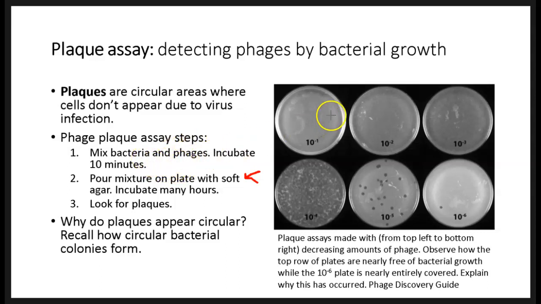So if we just put bacteria in that plate, what we would see on the plate is a nice even layer of turbid growth, because we spread the bacteria all over the plate and they grew together to form a nice even mat.